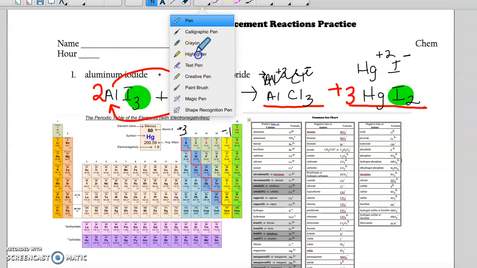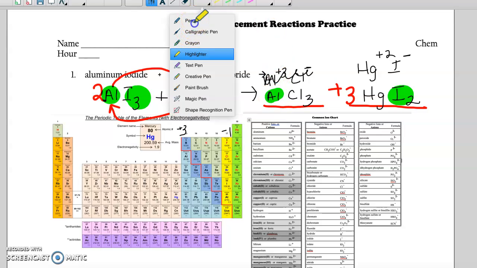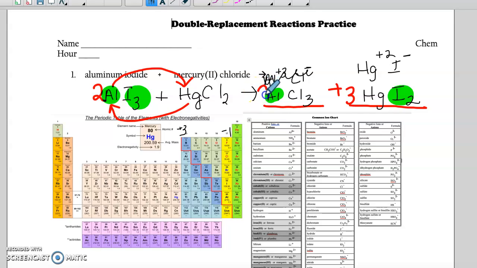Now I'm going to balance the aluminum. So I have 2 aluminums there, and I only have 1 over here. So I need to put a 2 here. Now I have 2 times 3, I have 6 chlorines. Over here I only have 2. So if I put a 3 here, I now have 6 chlorines, and I have 3 mercury, which works out because I have 3. So I am balanced.